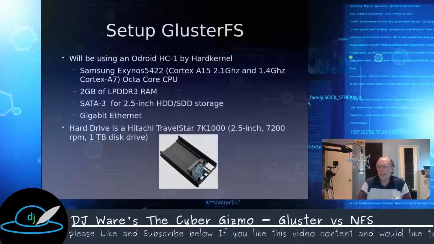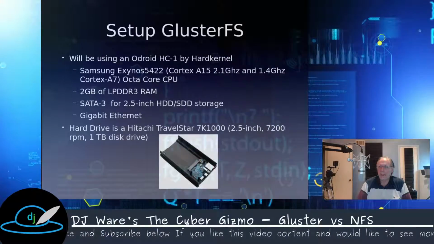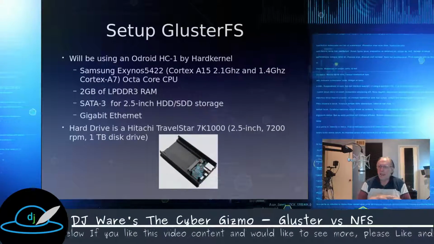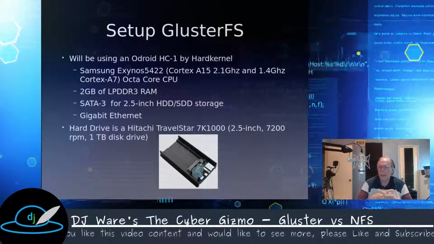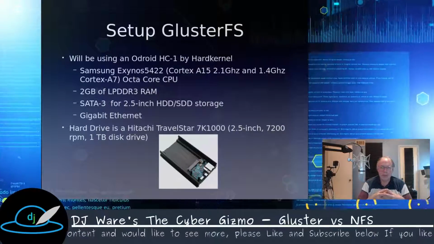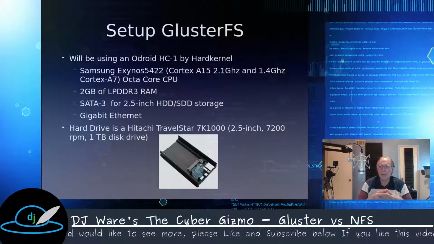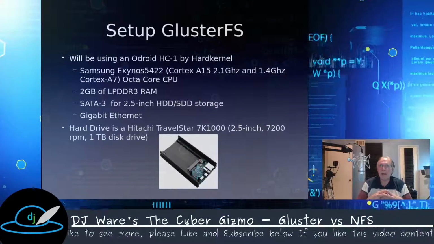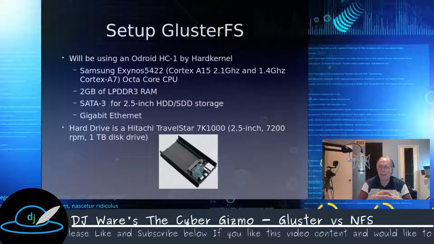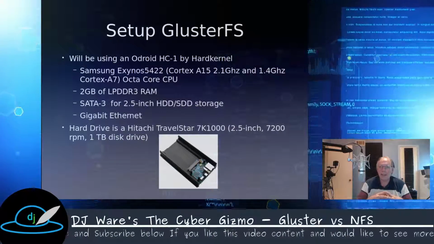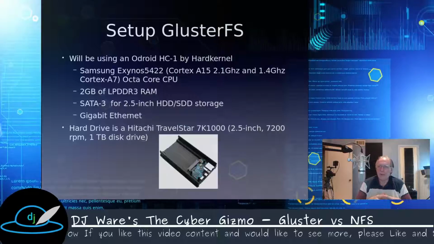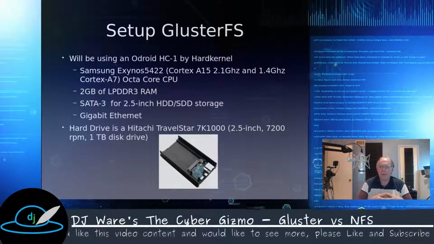So the test hardware is an Odroid HC1 by Hardkernel, and that is a Samsung Exynos 5422. That has 4 Cortex-A15 processors running at 2.1 gigahertz, and it has 4 Cortex-A7 processors running at 1.4 gigahertz. And so that is a big.LITTLE architecture, and you probably recognize that as being a cell phone. So for the purposes of this, you can consider it an 8-core processor with 4 of them running fast and 4 of them running slower.